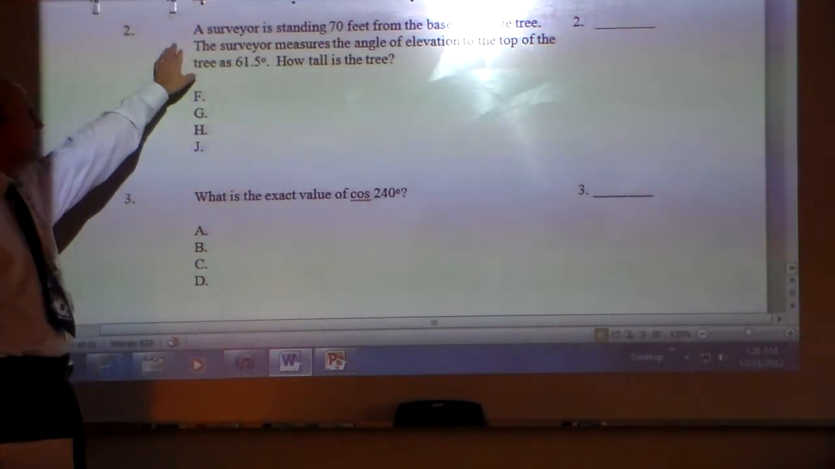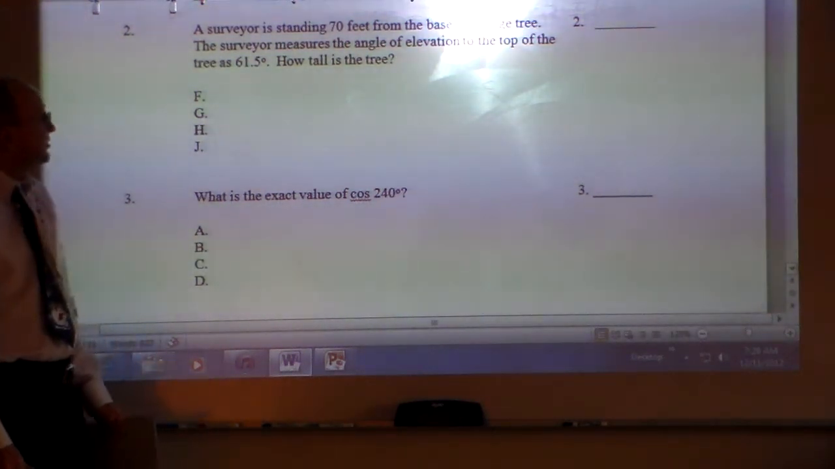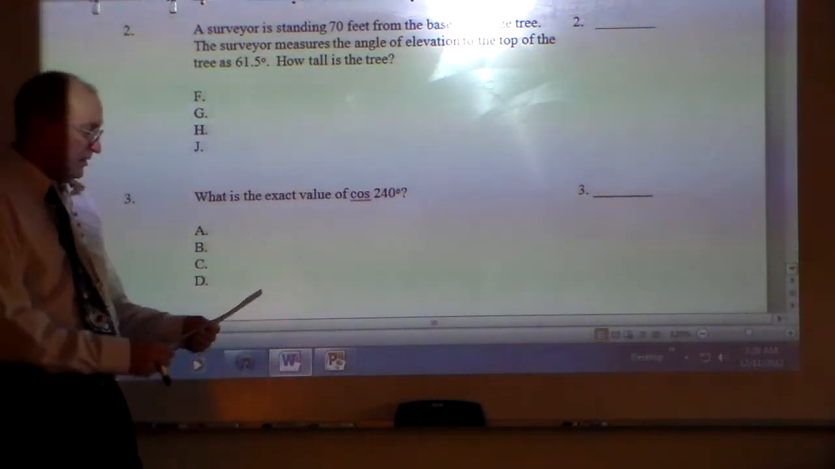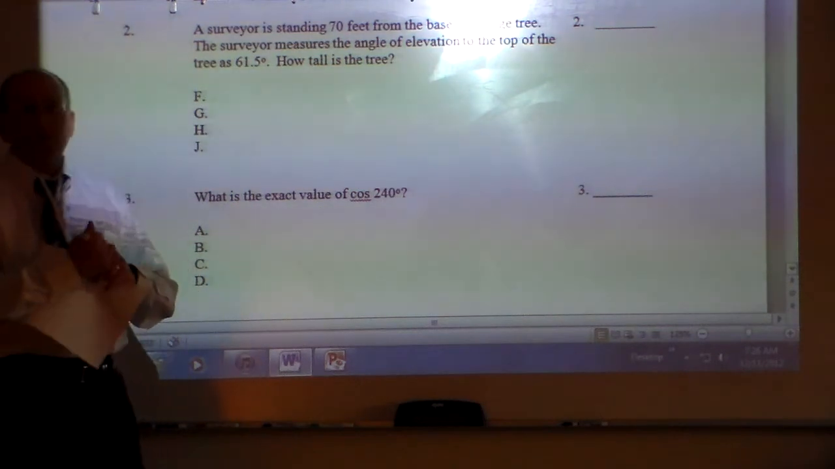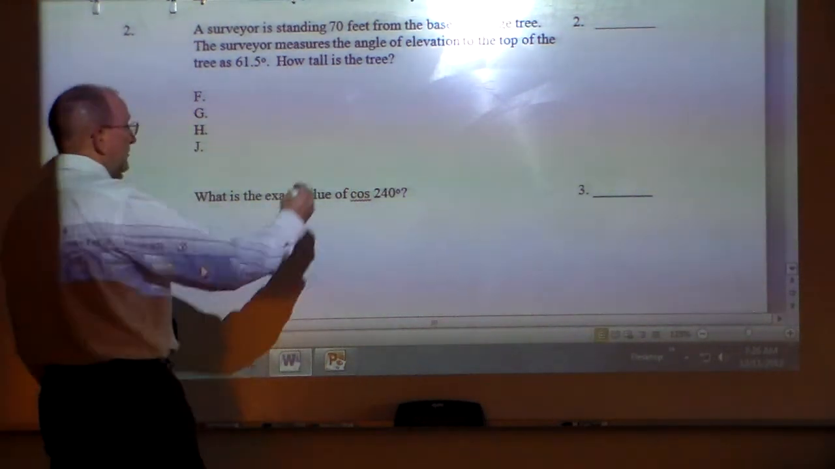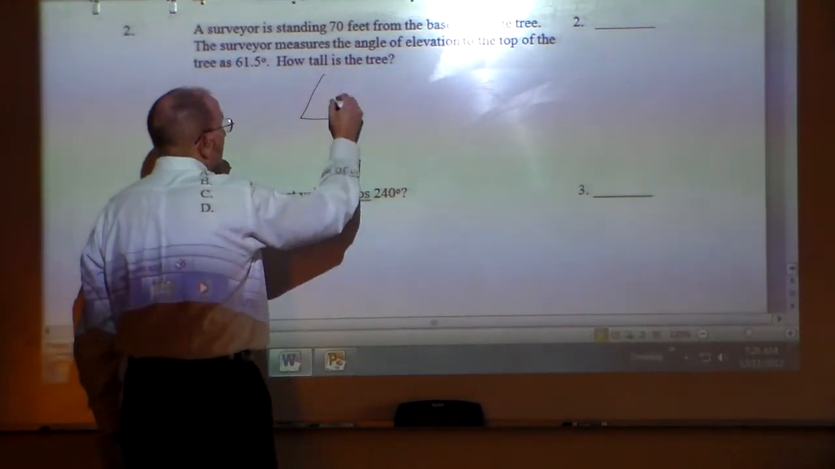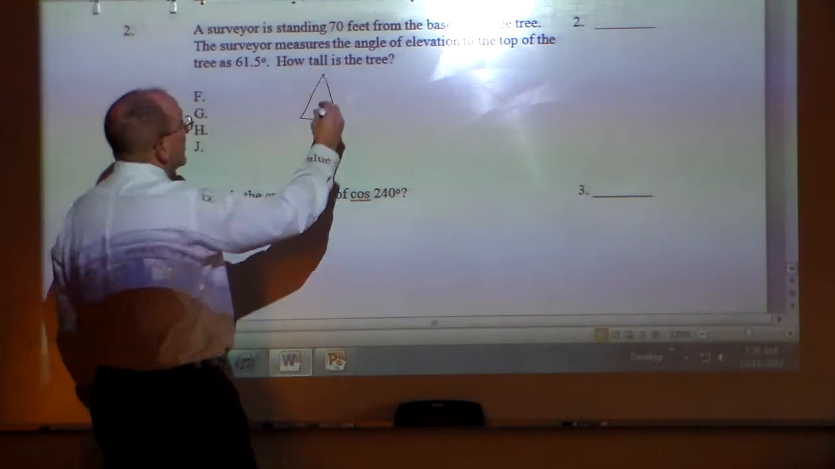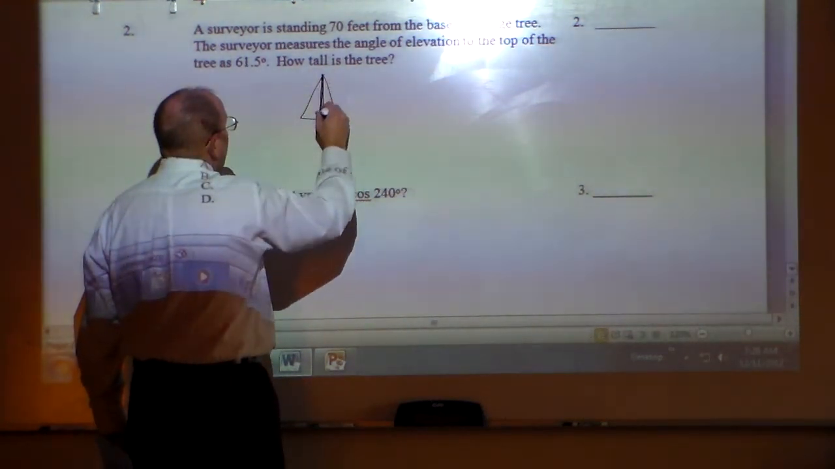Let's look at 2. A surveyor is standing 70 feet from the base of a large tree. The surveyor measures the angle of elevation to the top of the tree at 61.5 degrees. How tall is the tree? Well, the best way to work this problem is to draw a picture. First off, we've got a tree. I'm just going to draw a little pine tree because that's the easiest to draw. How tall is the tree? That's what I want to find.